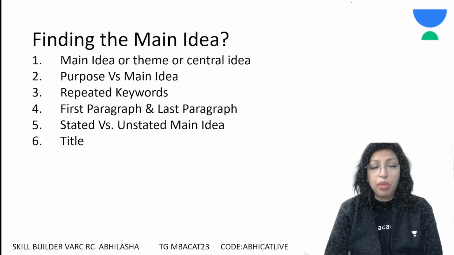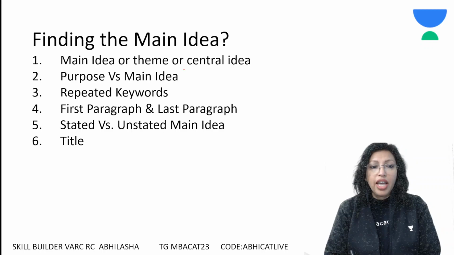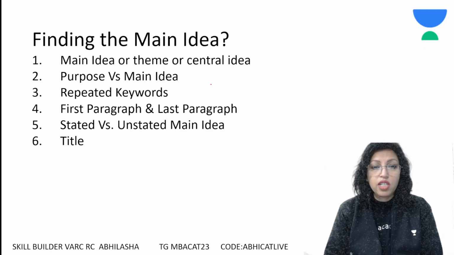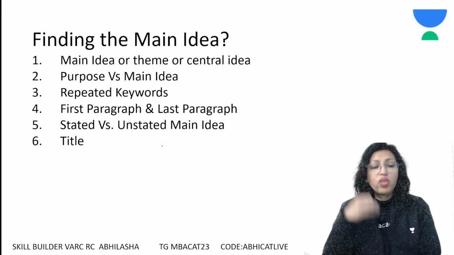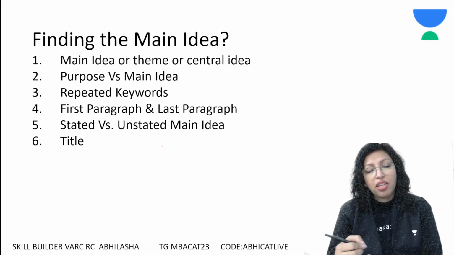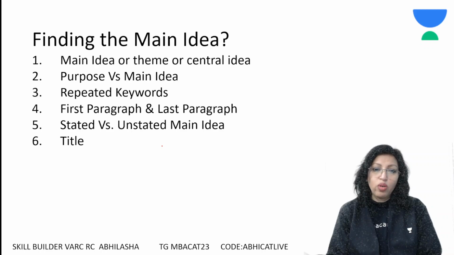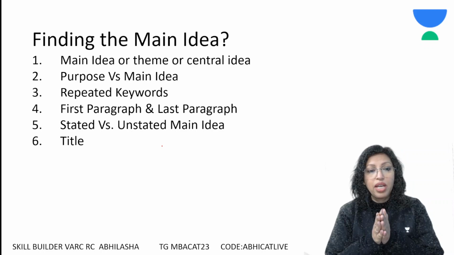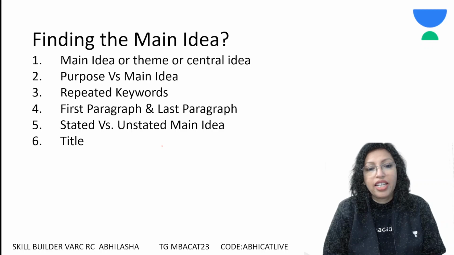How do we find the main idea? Well, there are certain things that you should keep in mind. So I put them here and we will talk about them. So main idea or theme or the central idea, purpose versus main idea, the repeated keywords, the first paragraph and the last paragraph, stated versus unstated main idea, and the title. So these are certain things that when we are finding the main idea, they should be at the forefront of our mind. So let's look at each one of these and let's try and explore each one of these and understand them. And then I'll take you forward on this journey of identifying what the main idea is and so on.